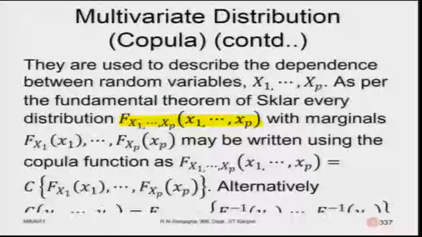Marginals means the univariate cases of each are given, for x1, similarly x2, x3, x4 till the pth one. So, all of them are univariate normal for the marginals. In that case the joint probability distribution can be related by a Copula function, where the variables of the Copula function are the marginals themselves.